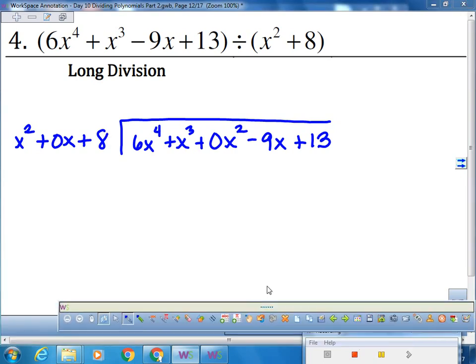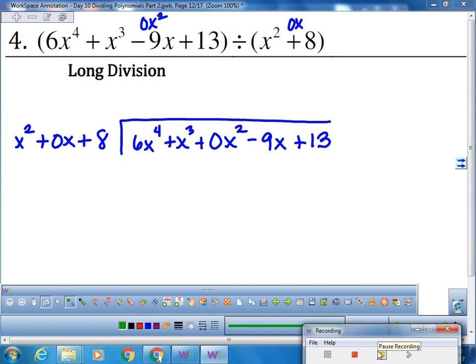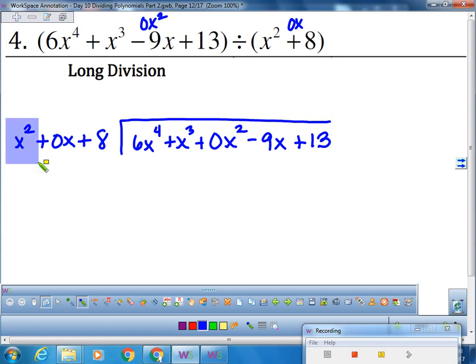Okay, I think I'm going to pause recording. All right, I'll start the first line with you guys so you can see what this looks like. What am I concerned about? I'm concerned about that coefficient right there. What do I need to multiply by to get 6x to the 4th? I need a 6. I need 6x squared, and it's going to go right above here. 6x squared times 8 is 48x squared.